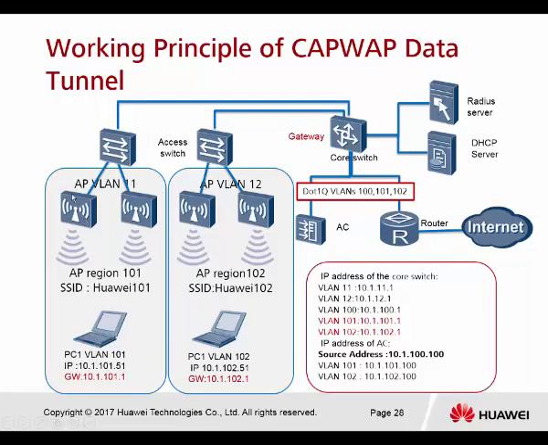So two APs are deployed at region 101. AP number 3 and number 4 belong to region 102. So they are two separated regions. And for the configuration here, you're going to put AP1 and AP number 2 in VLAN 11. These two belong to VLAN 12. This is 11.